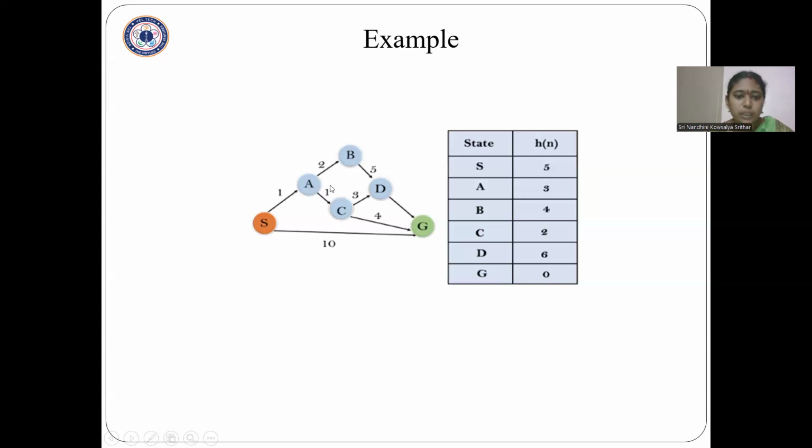Again, A to B or A to C. Here for A to B we have 2 plus 4, so we have the value 6. Then for C, 1 plus 2, so we have the value 3. So we choose 3. Then D or G. For D we have 3 plus 6, so the value is 9. Then for G, we have 4 plus 0, so we have the value 4. So we choose this value. So the solution path is S, A, C, and G.